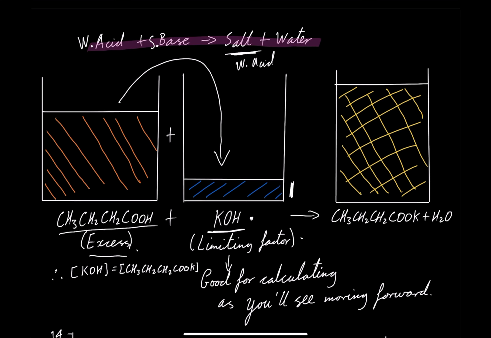Only some of the butanoic acid will react with the potassium hydroxide, and the rest hasn't got anything to react with, because all of the potassium hydroxide has been reacted if we mix the two together. So all of the potassium hydroxide will be used up, and this is good for calculating. It's important that we know that the potassium hydroxide is the limiting factor, because, as we'll see moving forward, I'll show you why it's important when I go through a question.